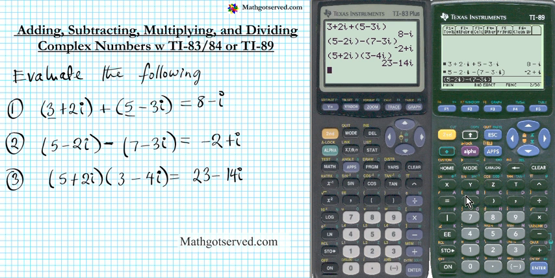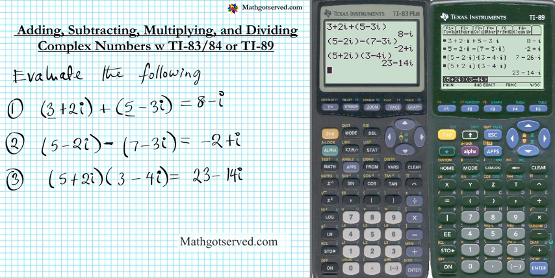Now let me apply this process to the 89 and see what we get. So we have parentheses 5 plus 2i, where i is second function catalog. Close that, times 3 minus 4, second function catalog gives the i again. Enter. And ooh, what happened? I messed up. It's supposed to be plus. I did a minus. So plus. Enter. Okay, there you have it. 23 minus 14i. There goes your answer.